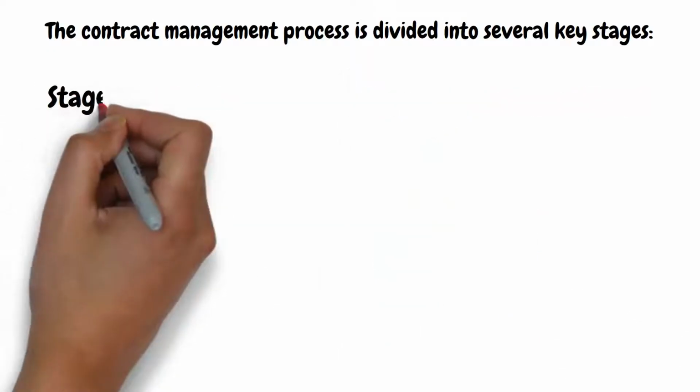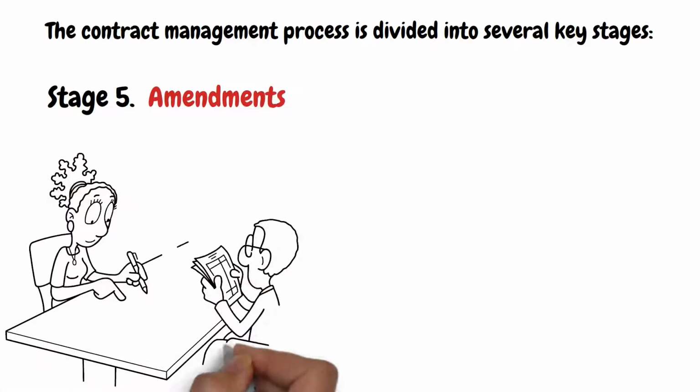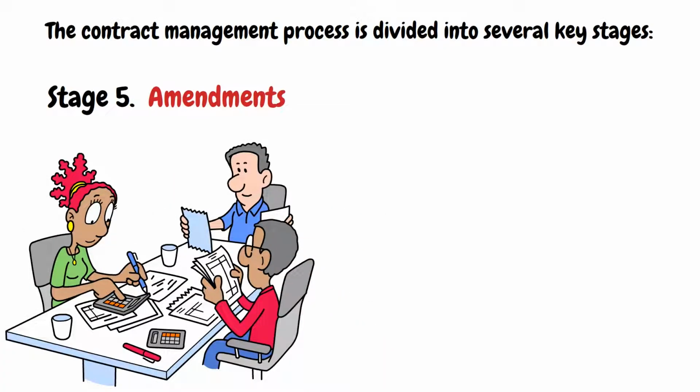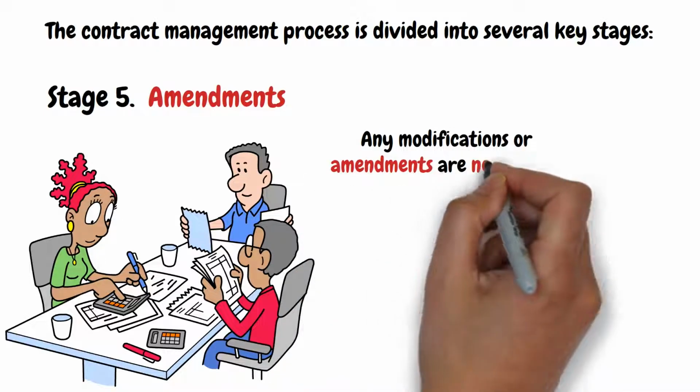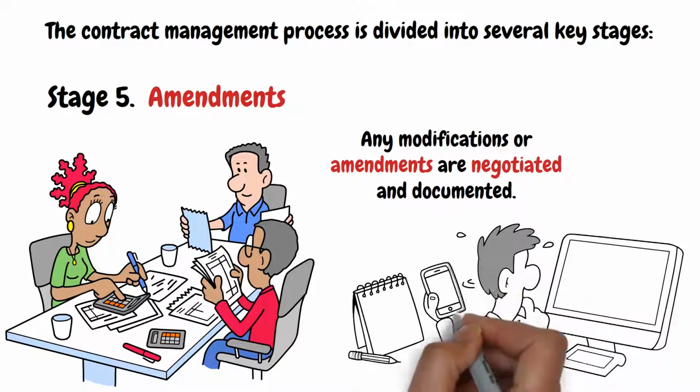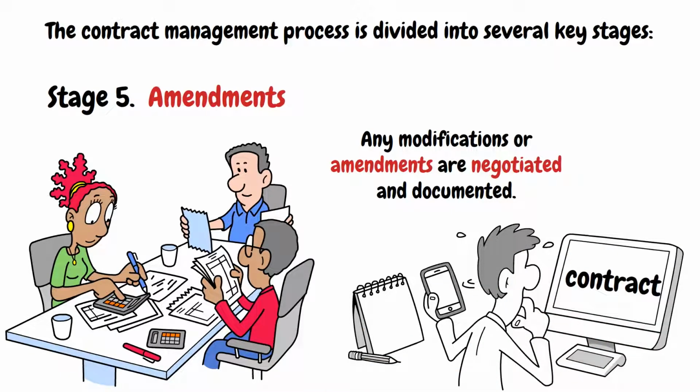Stage 5. Amendments. Sometimes, changes need to be made to the original contract. During this stage, any modifications or amendments are negotiated and documented. Never forget to document the changes formally in the contract.